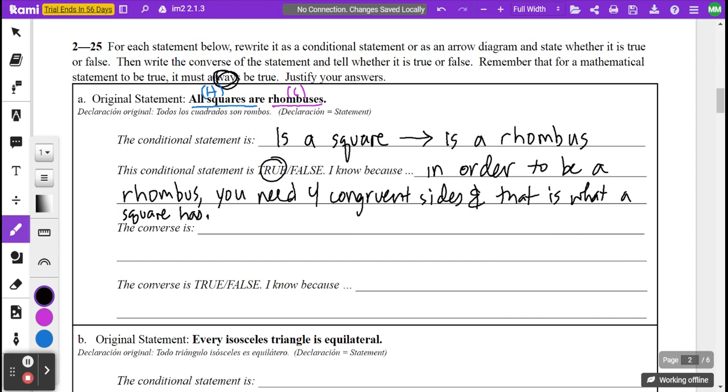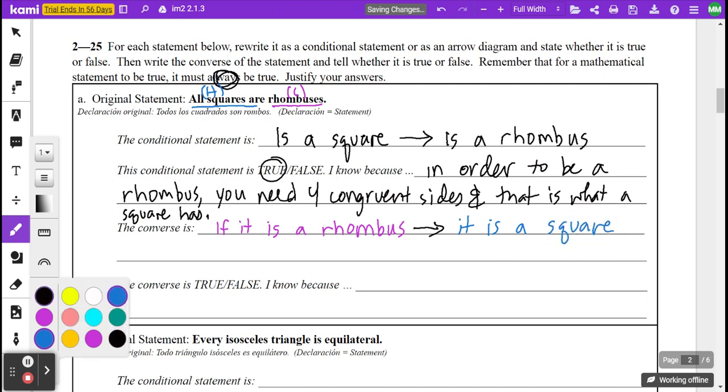Now, let's check out the converse. The converse is: if it is a rhombus, then it is a square. See, I flipped it. And the converse is not true.